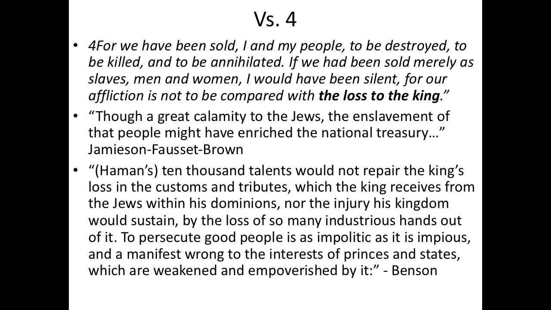As it is impious and a manifest wrong to the interest of princes and states, which are weakened and impoverished by it. So that's why she's saying, I wouldn't have brought this up if we were going to be sold into slavery, because that's still economically feasible. But if you're going to wipe out a whole bunch of people who are not causing any problems, they're being industrious, and they pay their taxes and everything, that's a loss to you. So she's appealing to the gut level: how much money can he make off of these people, right?